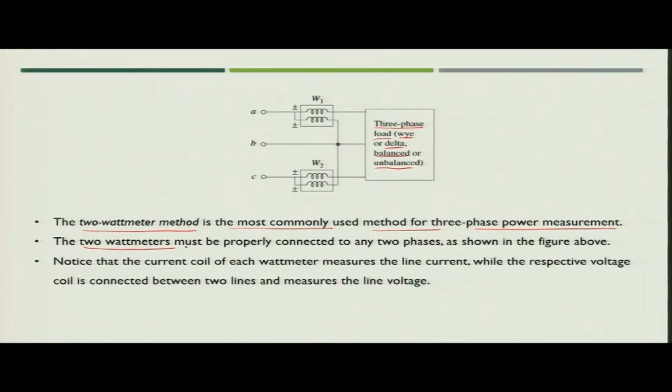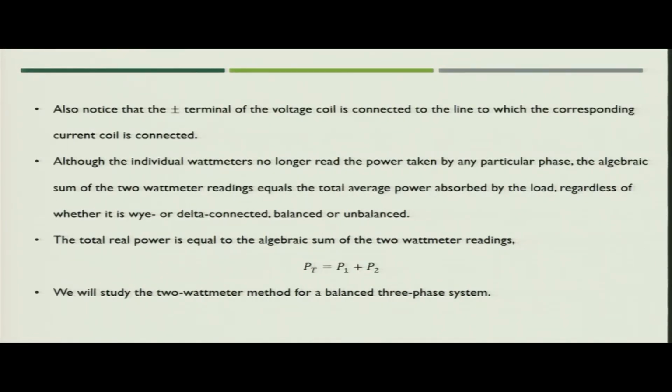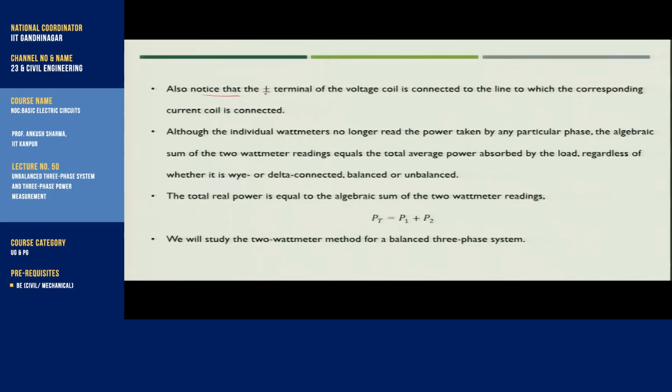2 wattmeters must be properly connected, as we see in this figure, to any 2 phases. Now notice that the current coil of each wattmeter measures the line current, because it is connected in the line, while the respective potential coil, or we also say voltage coil, is connected between two lines. That means you will get the line voltage. Now, you also notice that the plus minus terminal of the voltage coil is connected to the line to which the corresponding current coil is connected.